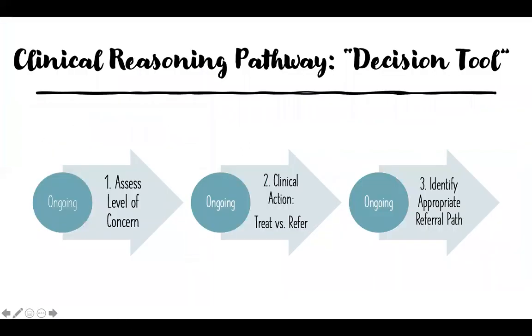So here is kind of the upshot of the clinical reasoning pathway that's recommended in this framework. And this is a decision tool that I want to utilize to guide some of our decision making as we talk through patient cases. So the first thing that we want to do is assess the level of concern. That's going to be part of our screening. Secondly, is our clinical action. Do we treat? Is this patient appropriate for physical therapy, or do we want to refer them on to obtain further testing, to rule things in, rule things out, and so that they can get the best care that they need? And then third, we want to identify the appropriate referral pathway, as mentioned in the prior slide.